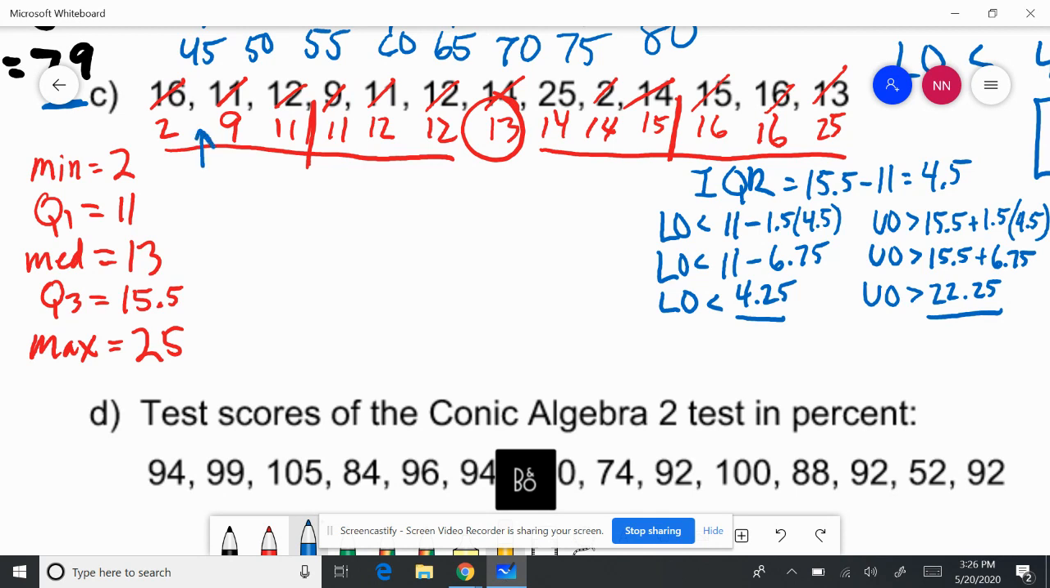Notice our lower boundary point would be about here. Our upper boundary point would be somewhere in there. So we actually have 2 outliers. We have one at 25 and we have one at 2.